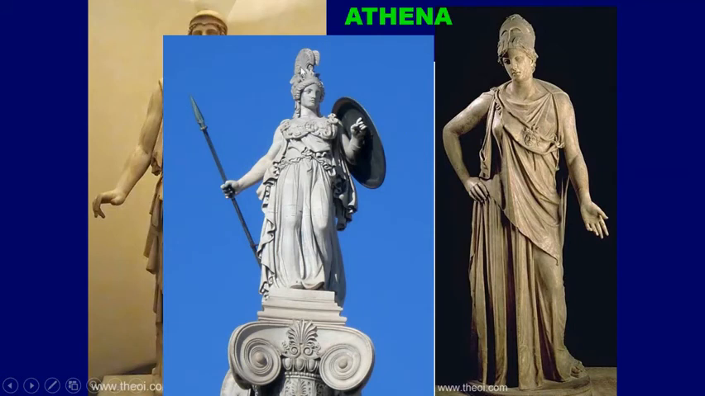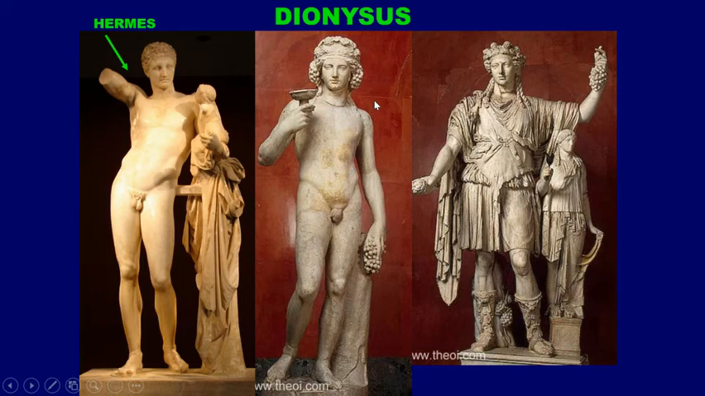There's Athena with her helmet and spear and shield, and there's the Aegis. And there's Hermes. We talked about Hermes. Oh, by the way, this is about Dionysus. So that's little baby Dionysus right there.